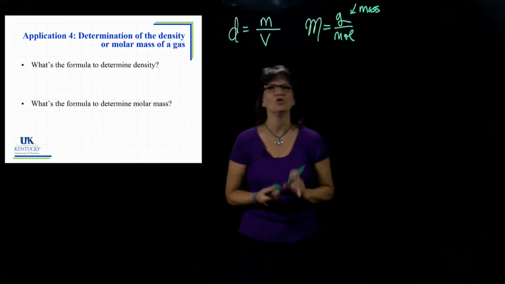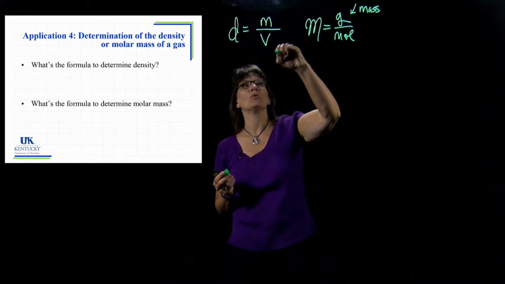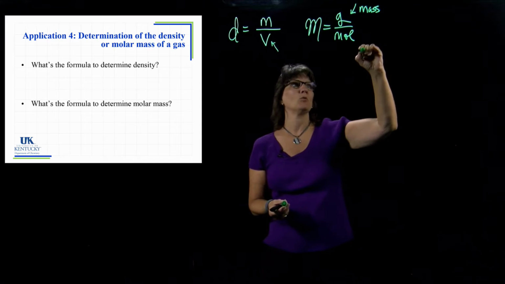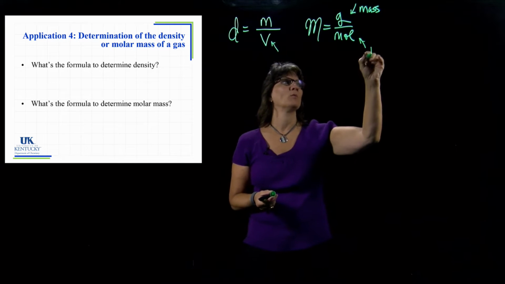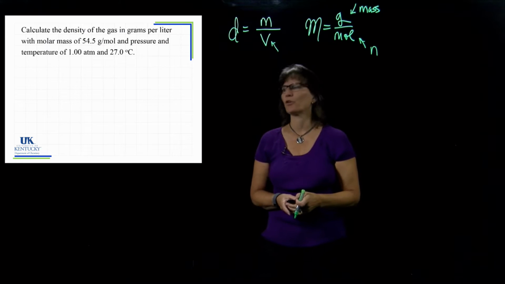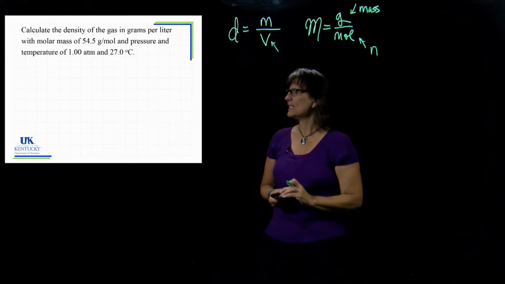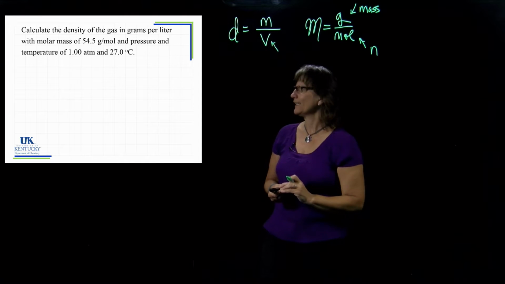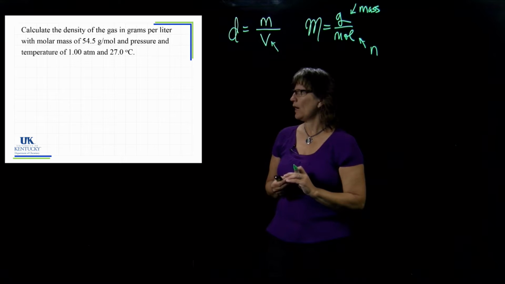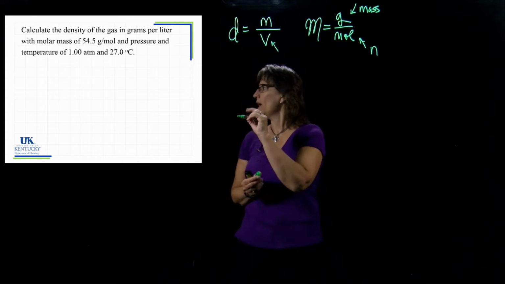Now what we can do with this calculation is we can use PV equals nRT to solve for volume, or we could use PV equals nRT to solve for mole, because remember, mole is abbreviated with an n. So let's work through this. Here is our first problem. Calculate the density of the gas in grams per liter, and they give you the molar mass, and they give you the pressure and the temperature, okay? So we're going to determine the density.